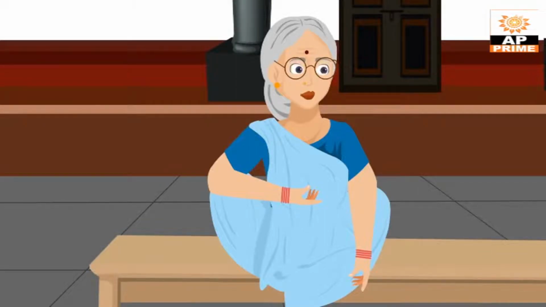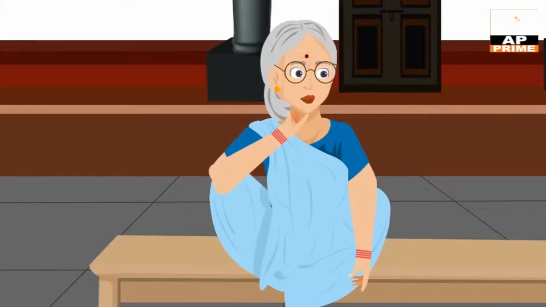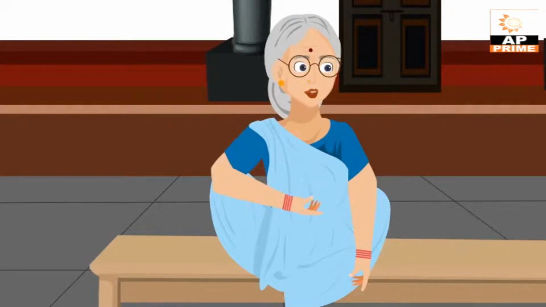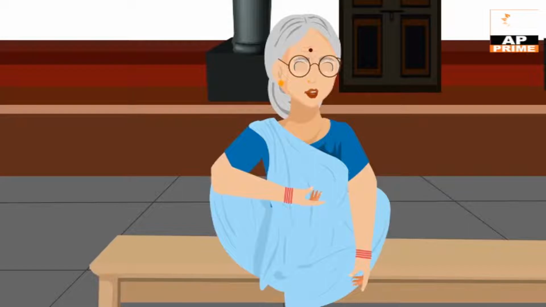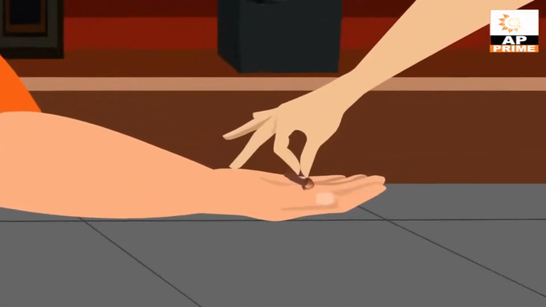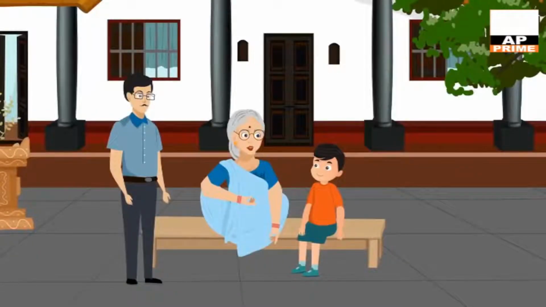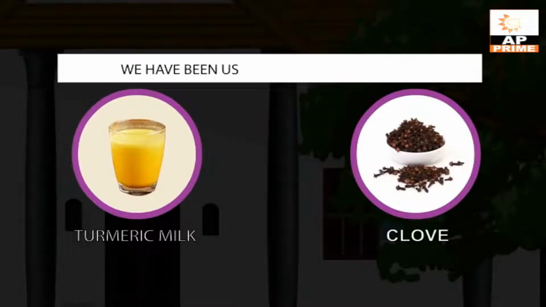What happened, Raju? I have a toothache, Nani. Oh, come here. Child, get him some clove from the kitchen. Raju, till we don't go to a doctor, chew on this piece of clove. Clove? Yes, Raju. Many items in the kitchen work as medicine. Turmeric milk in cough and cold, clove in toothache. We have been using these since childhood.